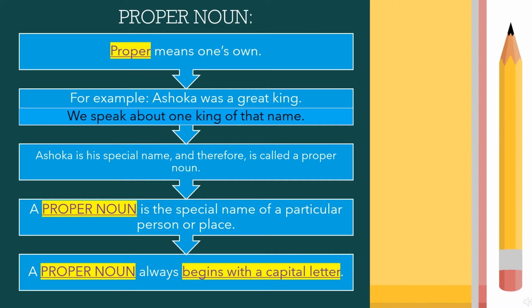Now we would learn about the kinds of noun. There are 5 kinds of noun: proper, common, collective, material, and abstract. The first one is proper noun. Proper means one's own. For example, Ashoka was a great king. We speak about one king of that name. Ashoka is his special name and therefore is called a proper noun. A proper noun is the special name of a particular person or place. A proper noun always begins with a capital letter.